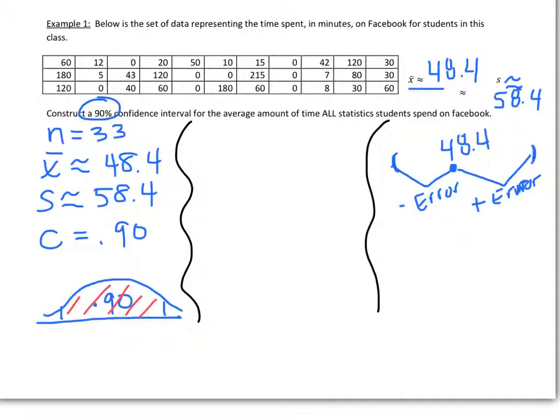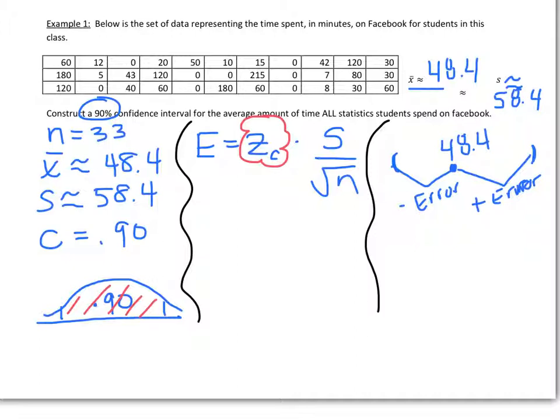So my error formula is actually very basic. It's the critical value, the z value associated with that 0.90, times the standard deviation, which I have, over the square root of n, which I have. The only thing I don't know right now is this, and that's why I drew that normal curve.